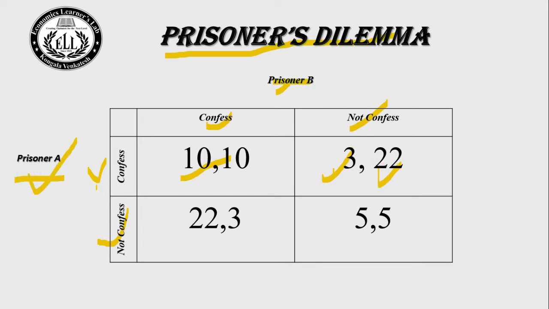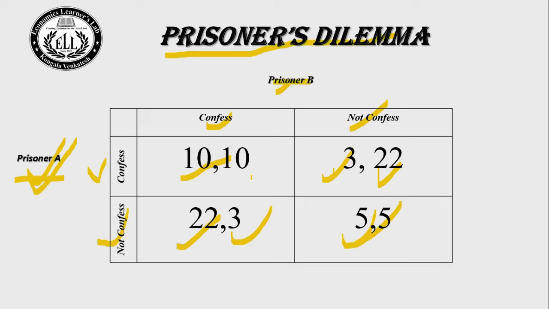If prisoner A does not confess and prisoner B confesses, then prisoner A will get 22 years of jail punishment and prisoner B will get 3 years. If prisoner A does not confess and prisoner B also does not confess, they will both get 5 years of punishment. In this situation, prisoner A and prisoner B cannot talk because they are in different jail rooms.